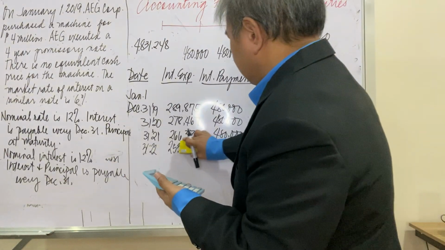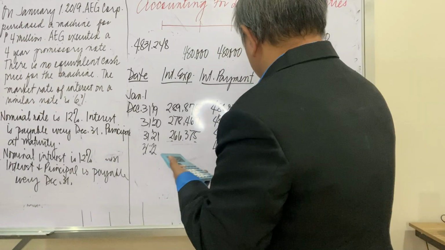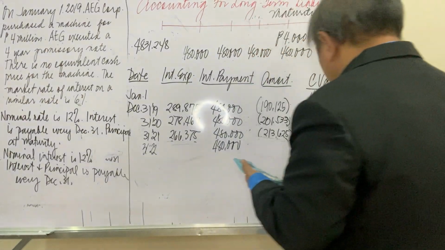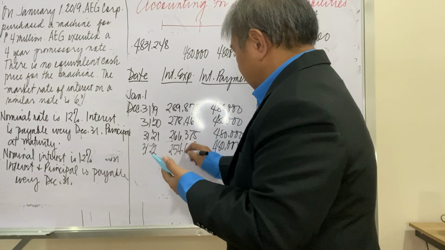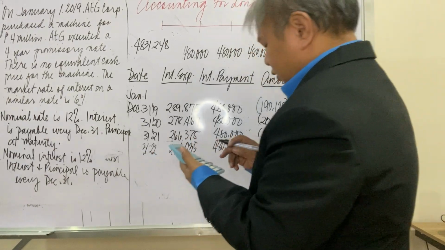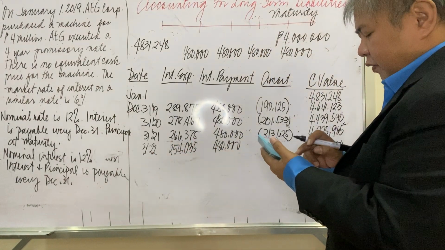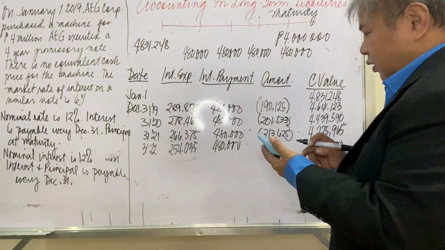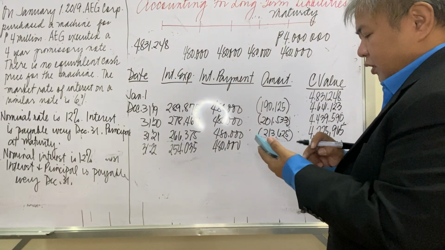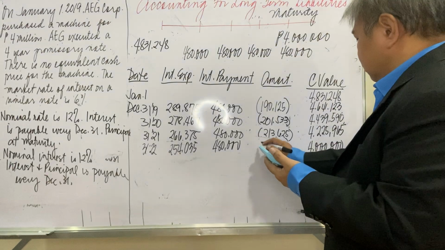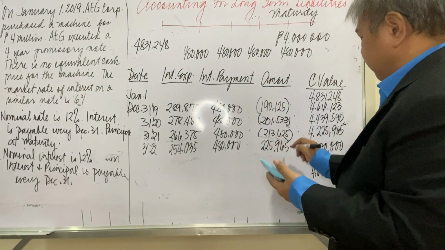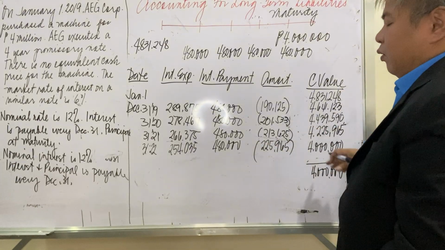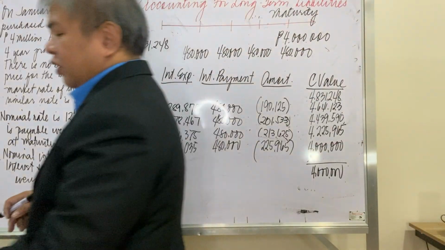So this should be 254,035. So 254,035 minus 480,000 gives 225,965. Okay? So this is now our amortization table for this problem.